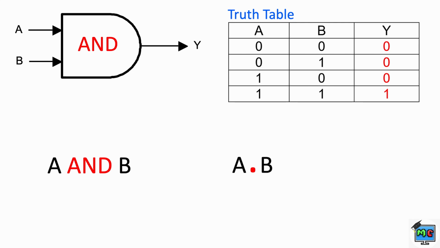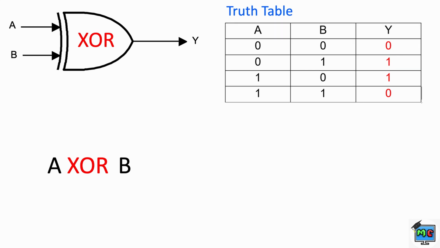Next one, that's an interesting one. XOR. How many inputs do we have? Two inputs. Yes, we have input A and we have input B. Can anyone remember the symbol for this one? It's a plus sign with a circle around it for the XOR gate. So you can simply replace the word XOR with a plus sign with a circle around it, which represents the XOR gate.